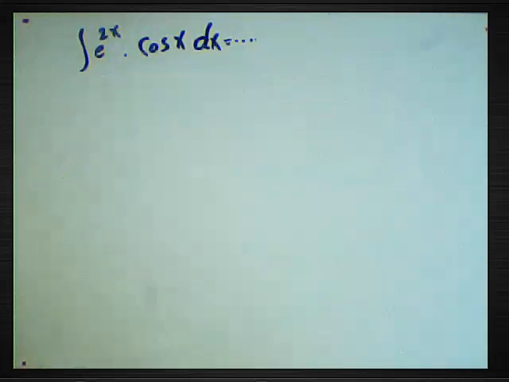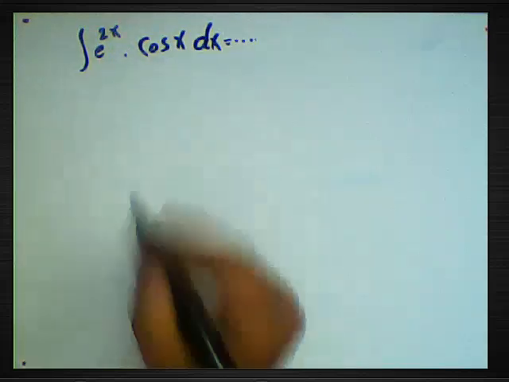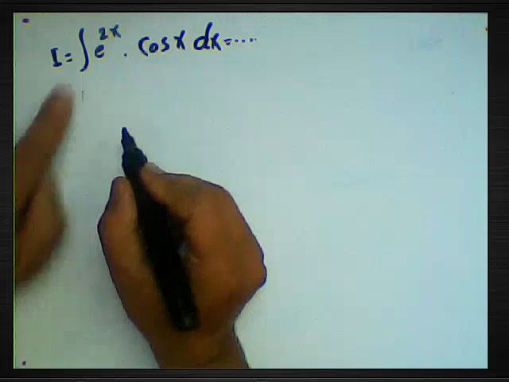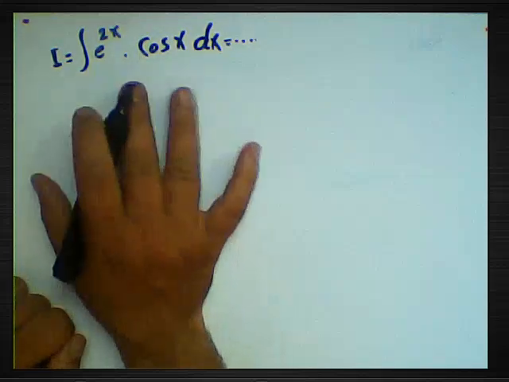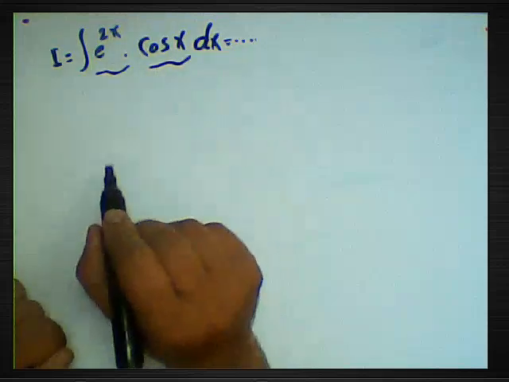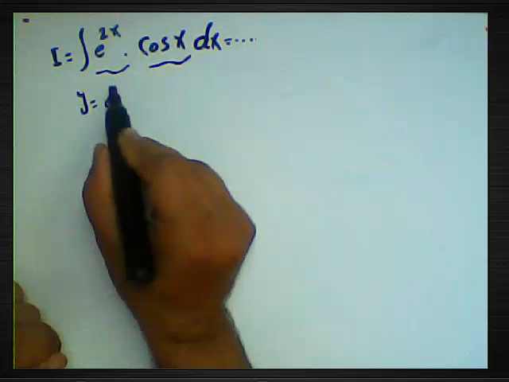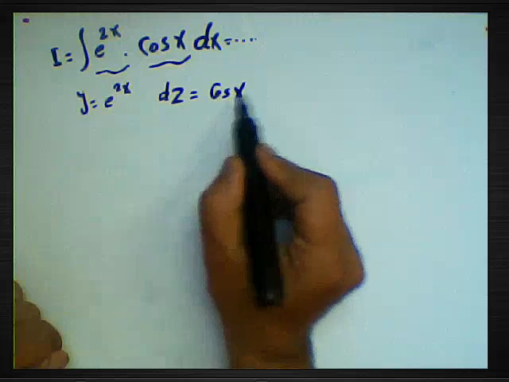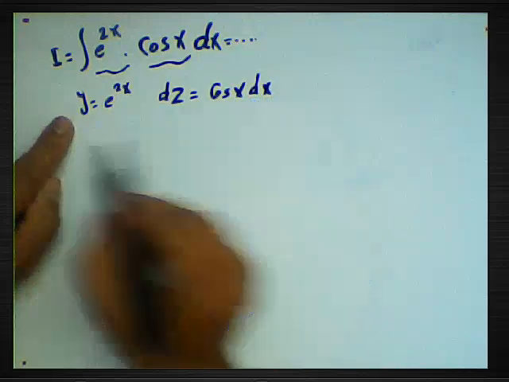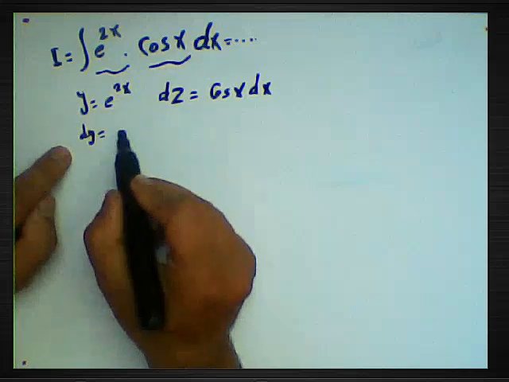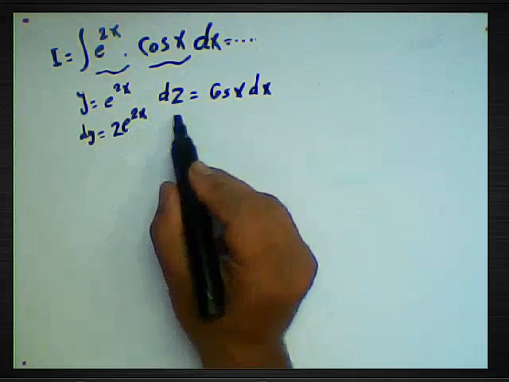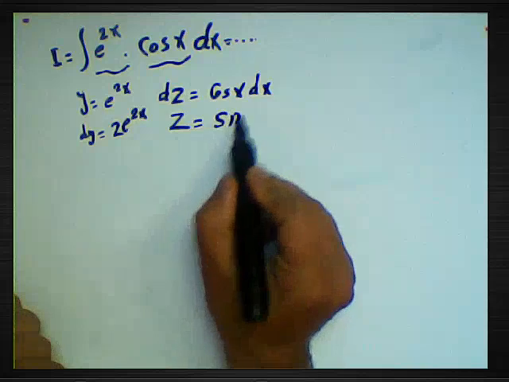Look at this function, we want to find the integration of e power 2x times cosine x dx. I will call this integral I, and using partial integration between the two terms, I will put y equal e power 2x and dz equal cosine x dx. The derivative of y is dy, and the derivative of e power 2x is e power 2x multiplied by 2, the derivative of the power. The integration of dz is z, and the integration of cosine is sine x.